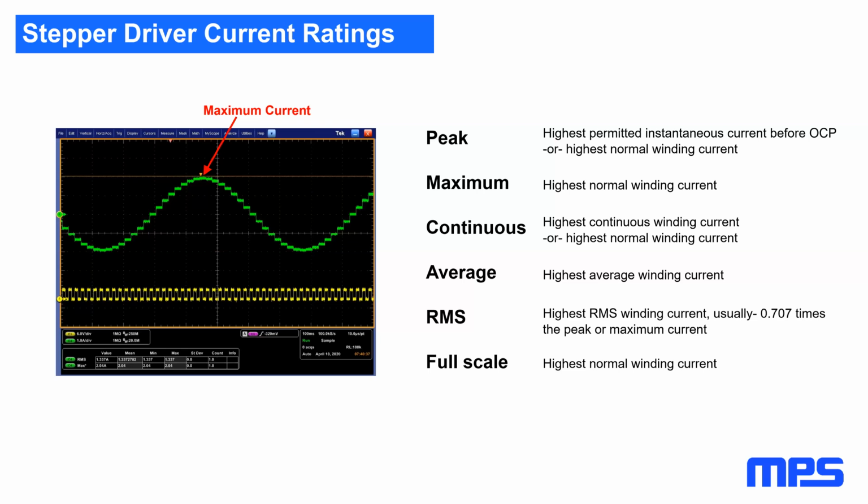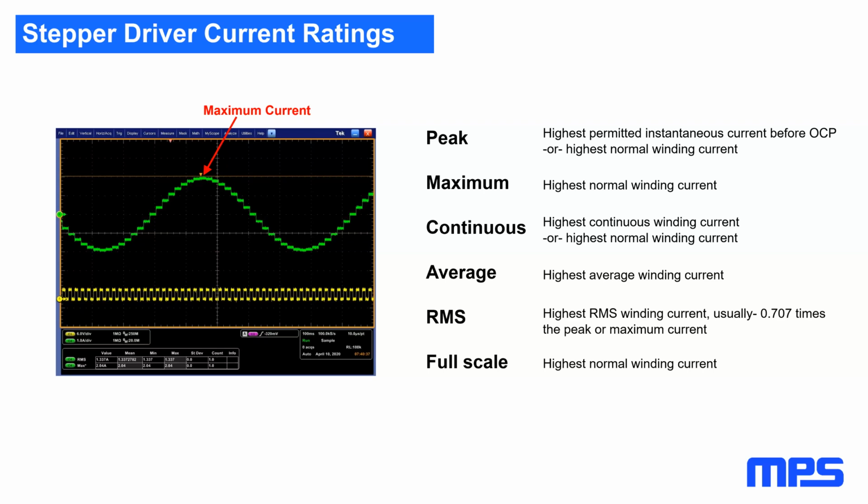Since the winding current changes step by step, except in full step mode, the winding current can be described in a few different ways. More specifically, the maximum winding current, that is the highest current that's driven at any point during a step sequence, shown by this red arrow on this waveform, can be called different things in different datasheets. It might be called maximum current, peak current, full scale current, or even just current. Whatever it's called, this is the current level that you need to consider when you select a driver.